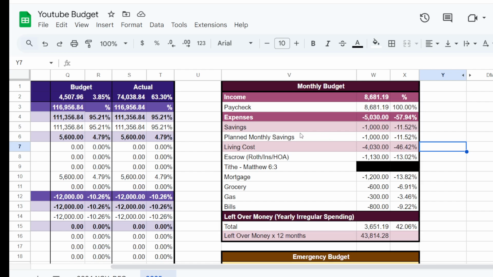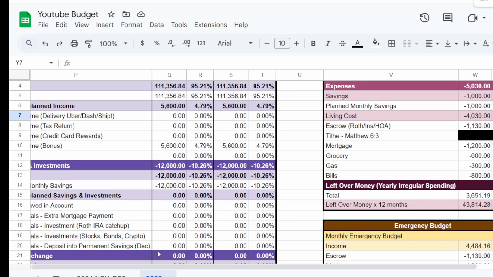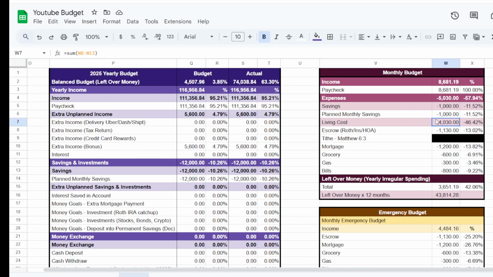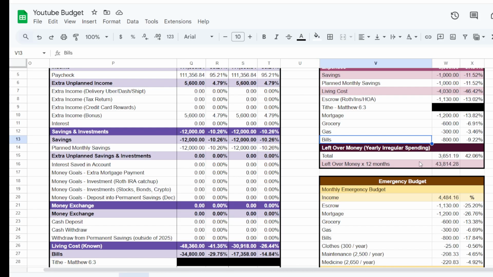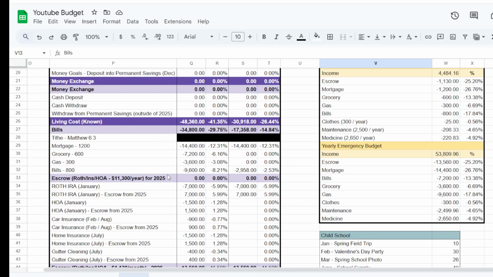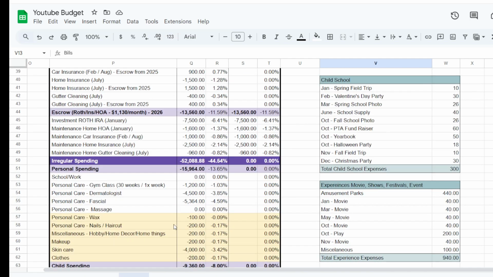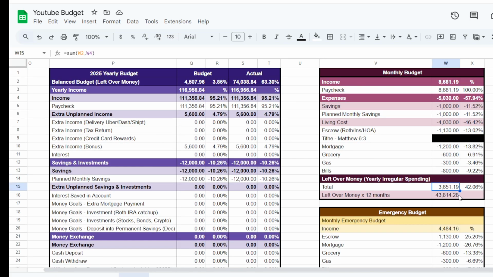For expenses, I put all my known expenses that I showed here: my living cost, where I had savings, my escrow, my tithe, my mortgage, my groceries, gas, and bills. And what I did was whatever's left over should be covering my irregular expenses down here, because these are not consistent every single month. So every month I should have a leftover of $3,651 if I don't spend anything extra.